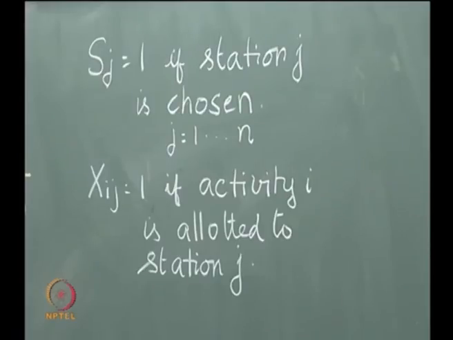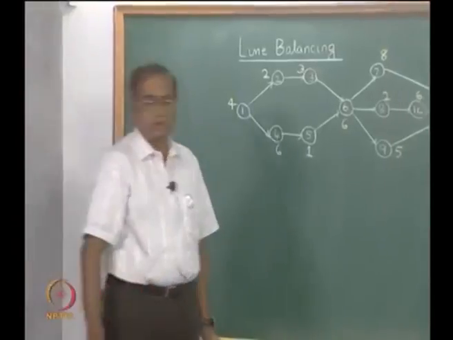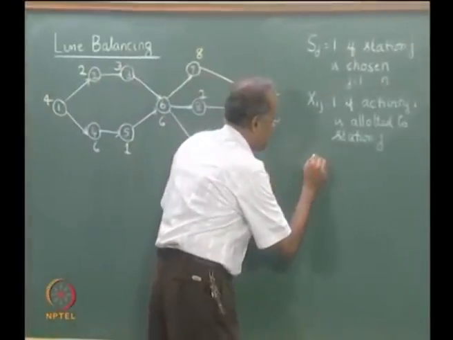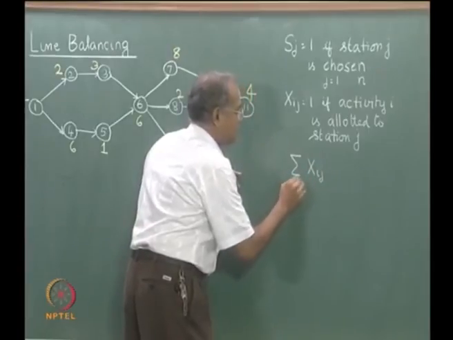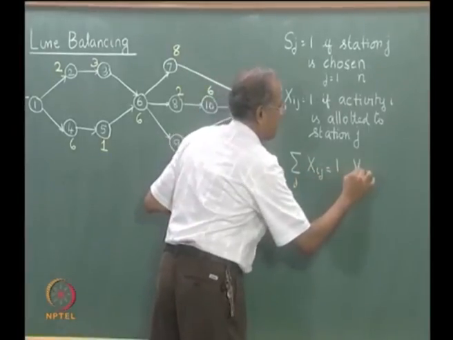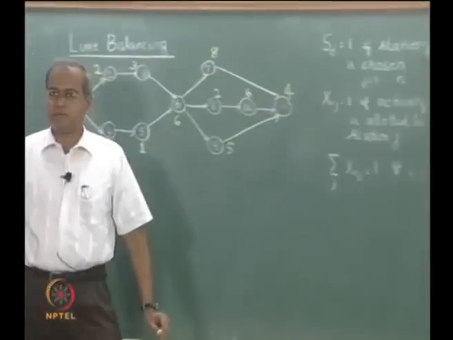Now we start writing the constraints. Each activity should go to only one station. So we would have the constraint sigma Xij summed over j equal to 1 for every activity i.